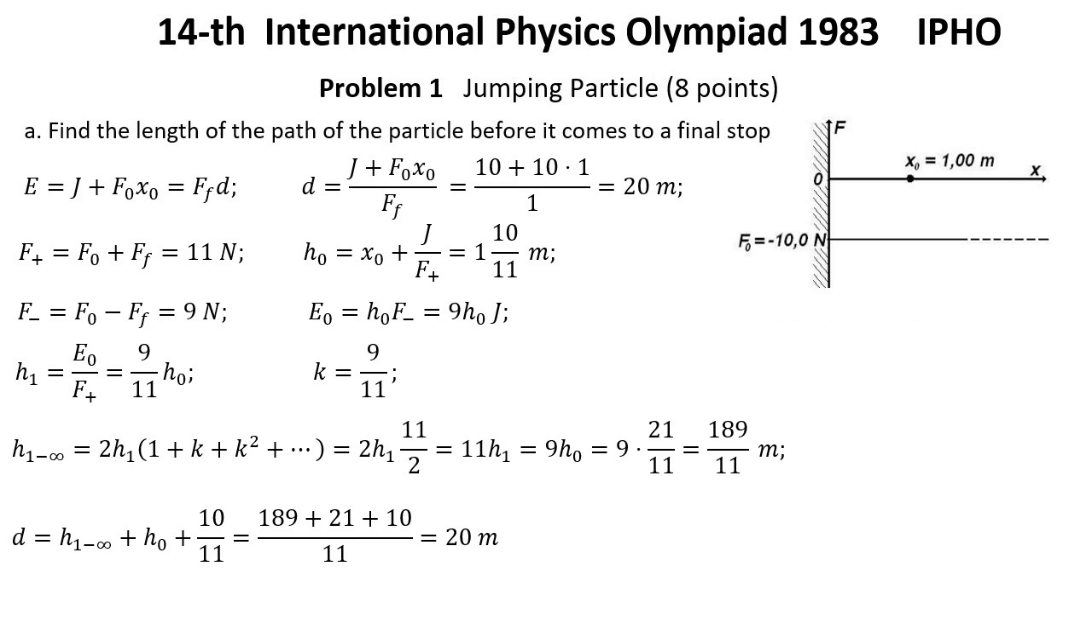That is, the total result of the sum will be 9h0, but h0 was equal to 21 divided by 11 meters. Therefore, in meters we get 189 divided by 11 meters. It remains to add to this sum the initial h0 equal to 21 divided by 11 meters and the initial segment 10 divided by 11. We get that d is equal to 189 plus 21 plus 10 in the numerator and 11 in the denominator, which is exactly 20 meters. This gives us the same result as in the case of a simple application of the energy conversion formula.